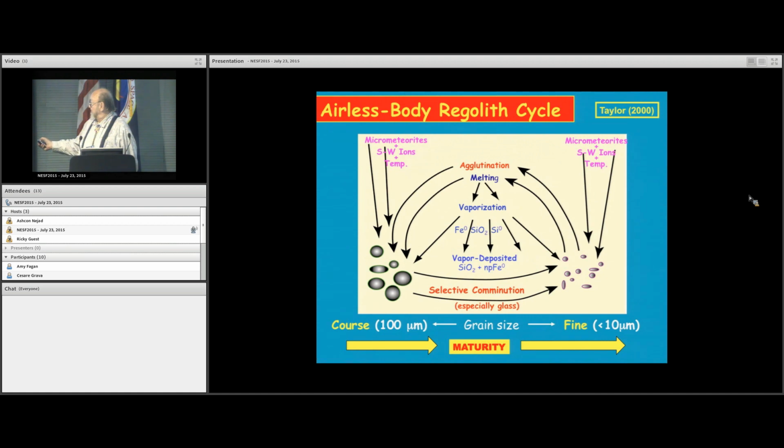Agglutinates then stick things together and they make things coarse. So we have two competing processes. Comminution here, just breaking up, and agglutination. But then in our agglutination process, we have this melting.